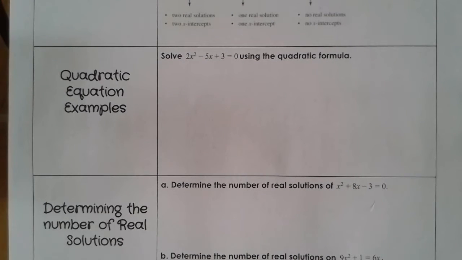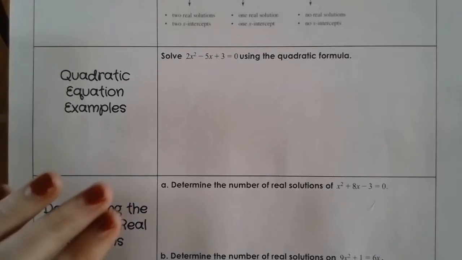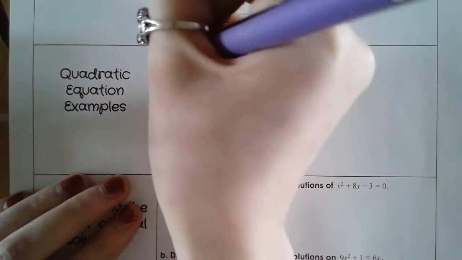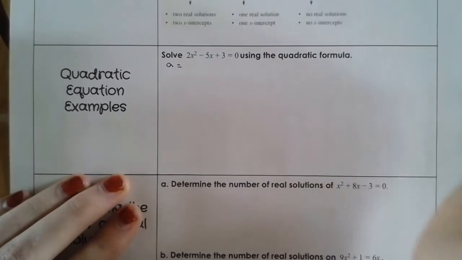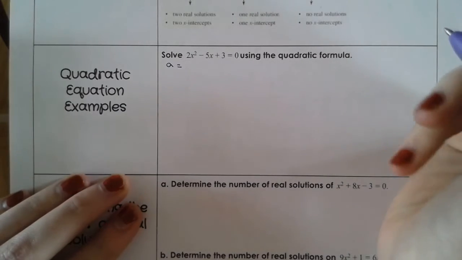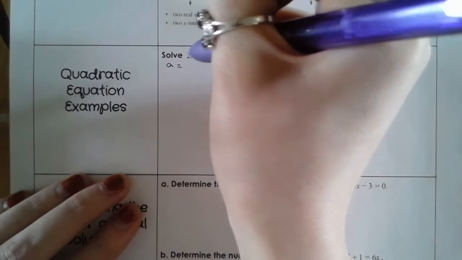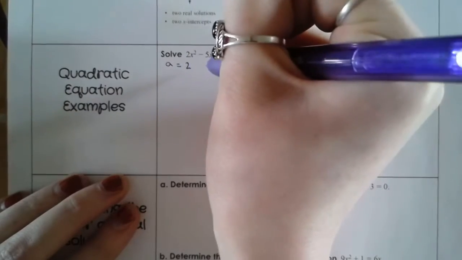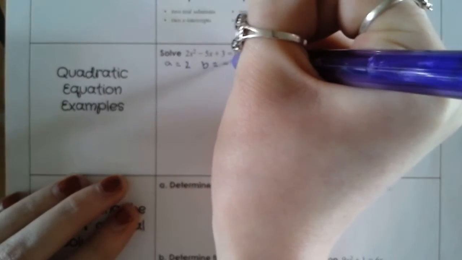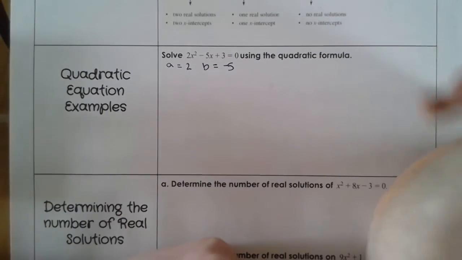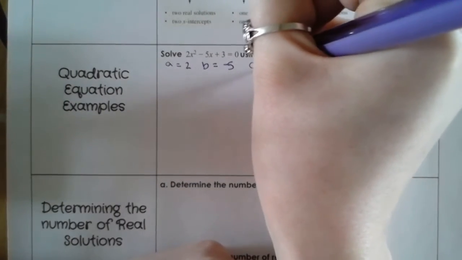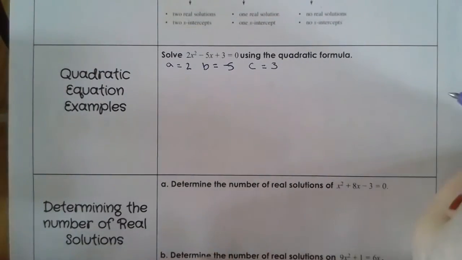Okay, so let's start with the quadratic formula. So we want to solve 2x squared minus 5x plus 3 equals 0. So real quick, I'm going to go ahead and label what my a value, b value, and c value are. So my a value here is my leading coefficient, so 2. B is negative 5. Make sure that you always keep that negative. And then c equals 3.